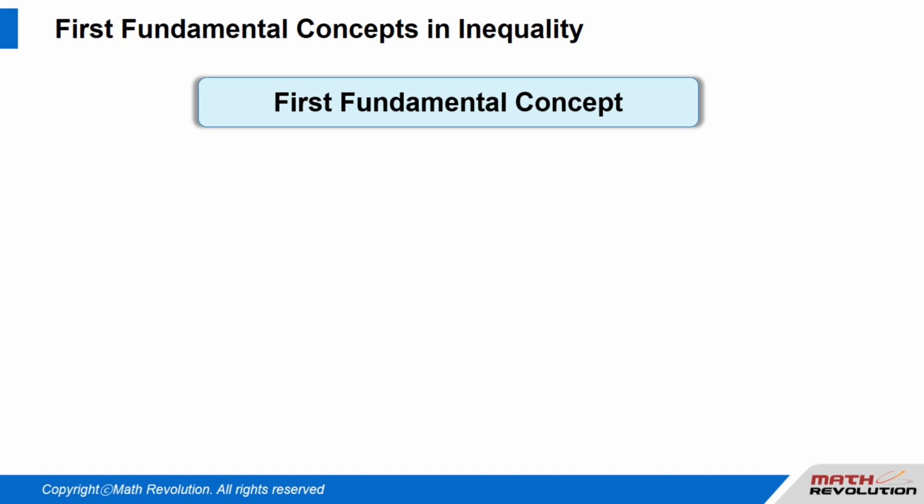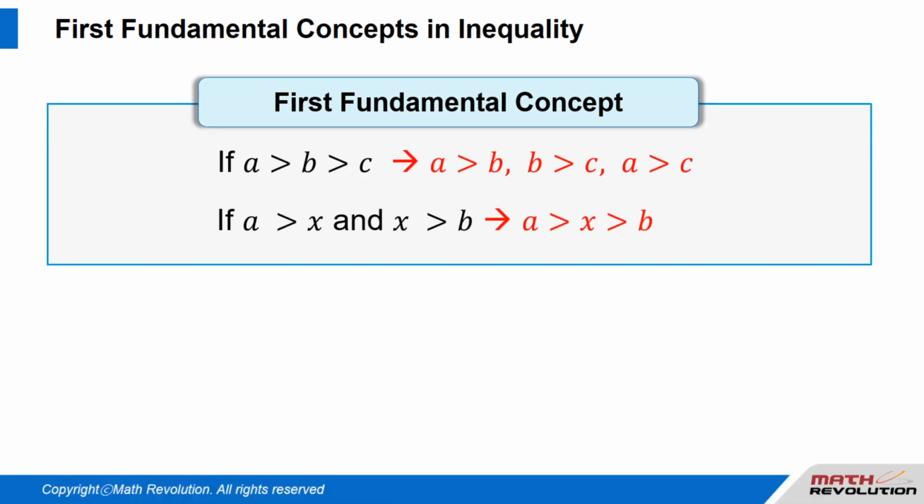Let us start with the first fundamental concept in inequality. If A is greater than B, which is greater than C, then A is greater than B, and B is greater than C, and A is greater than C. Also, if A is greater than X and X is greater than B, then A is greater than X, which is greater than B. The logic is simple.